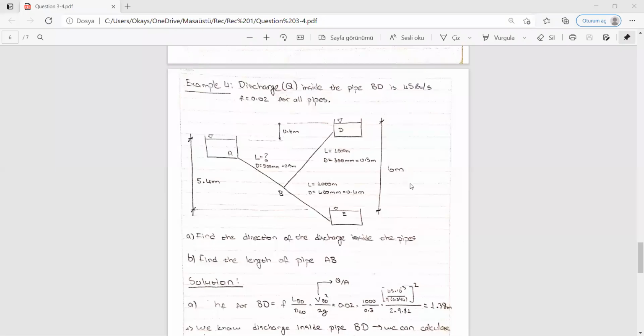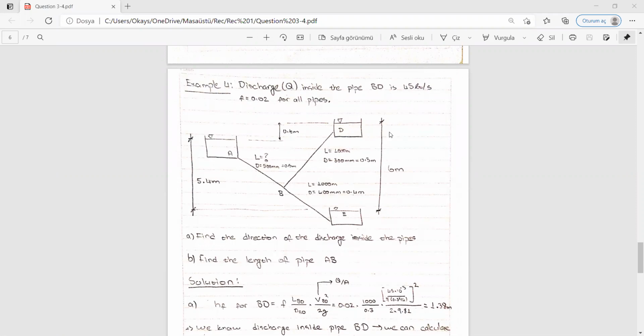Share screen. This question. Okay. Can you see example 4? Yes, hocam. Okay. This is a branching pipe question.